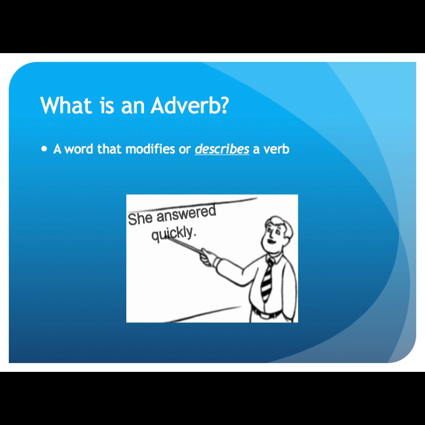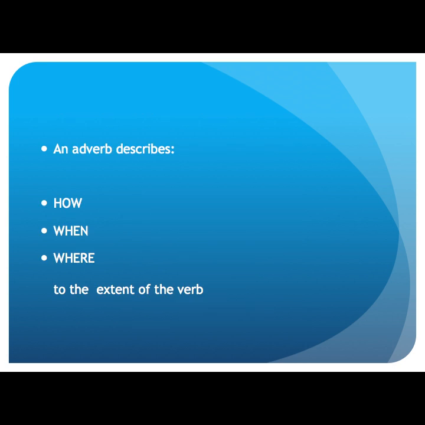In the picture, it shows a teacher, and the sentence says, "She answered quickly." She would be the subject, answered would be the verb, and quickly would be the adverb. Quickly is describing the verb answered. An adverb describes the verb by answering some of these words, like how, when, or where. Where the verb is, when, or how you did it.